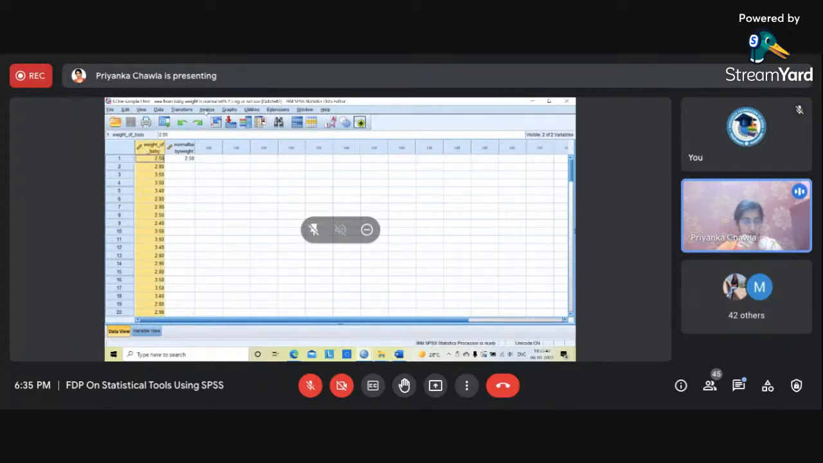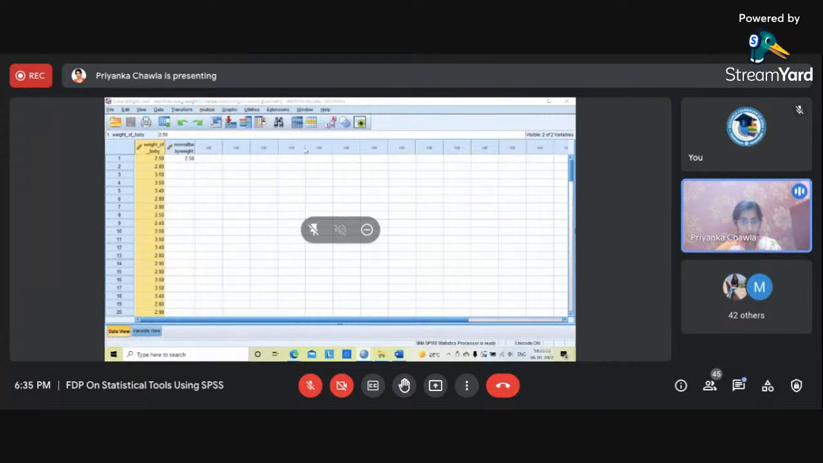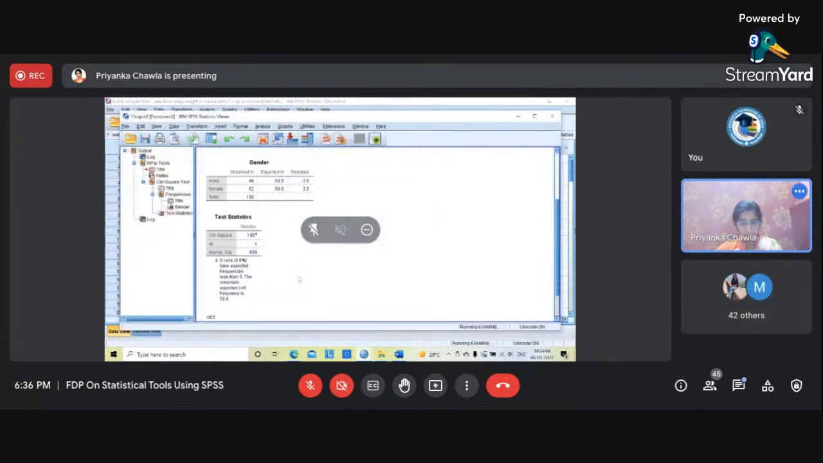How to check the condition of normality? You all know very well. Analyze, explore. Under descriptive statistics, go to explore. Just transfer the weight of the baby over here in the dependent list. Go to plot, histogram and normality check, continue, and then OK.